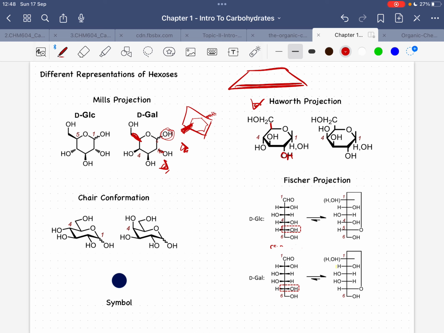And ang Fisher projection, it's an acyclic structure. Okay? But pwede po siya macyclic, actually. But it does not tell you the relative energy and stability of the sugar molecule. Okay? And ang Fisher projection, ang importante ra sa iyaha is that makita nimo ang stereochemistry. Makita nimo ang stereochemistry sa individual carbon atoms. Okay? Mao nang importante sa Fisher projection.